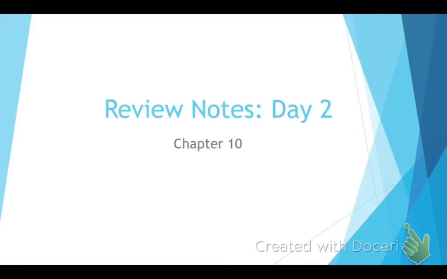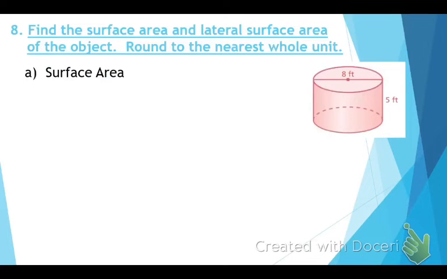Today we are going to finish up with the last part of our green notes. So we're going to just call this day 2 of reviewing for chapter 10. Let's look at question number 8. It says to find the surface area and the lateral surface area of the object and round it to the nearest whole unit.